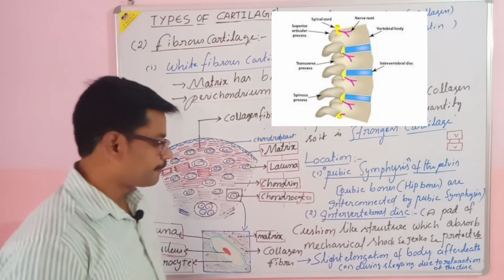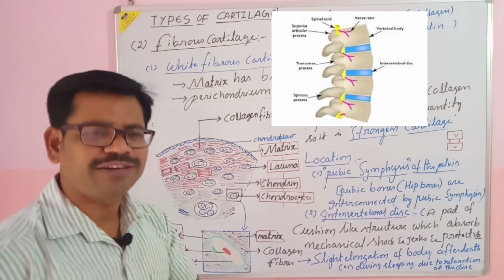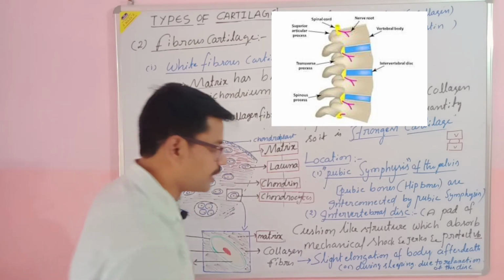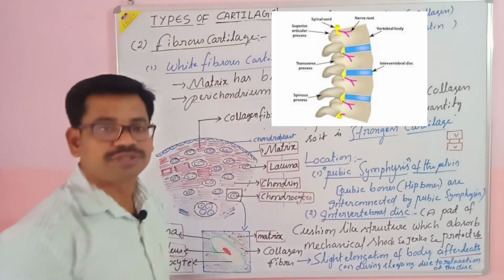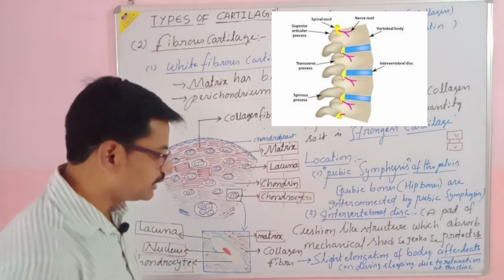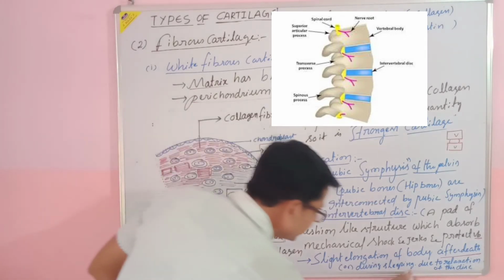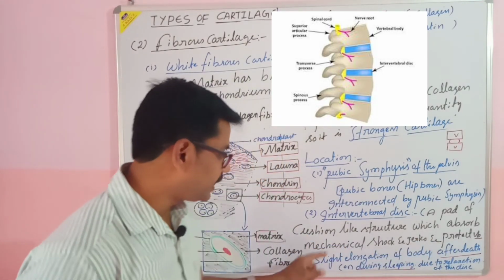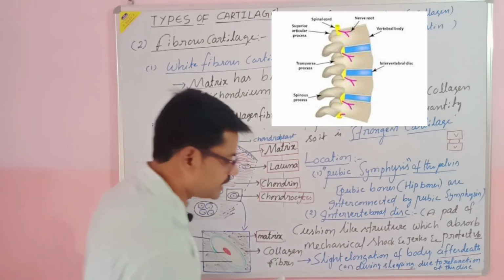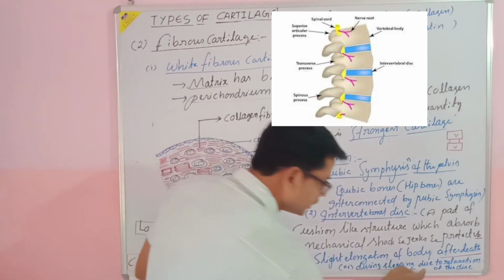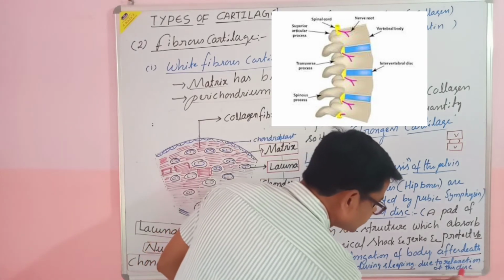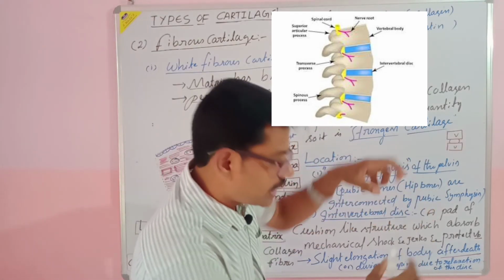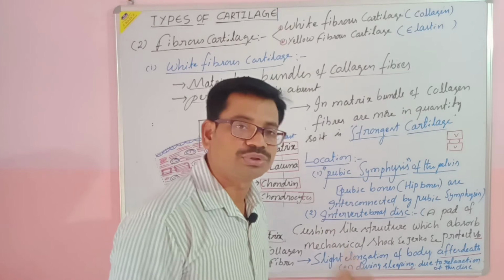The last one is slight elongation of the body. When our body shows slight elongation, there are two conditions. One is after death of an individual, when slight elongation takes place. The second condition is during sleeping. During sleeping and after death, why is the body elongated? The reason is relaxation of the disc. When the disc is elongated, automatically the body also shows elongation.